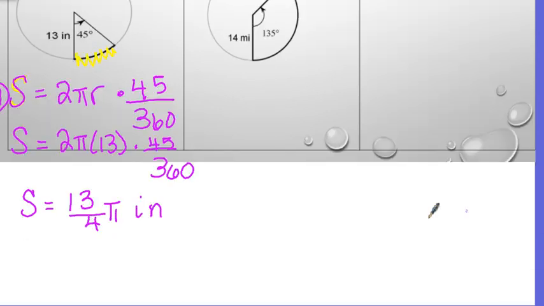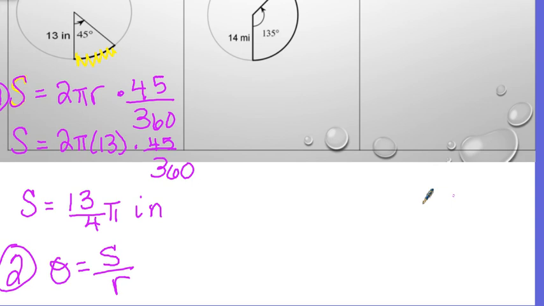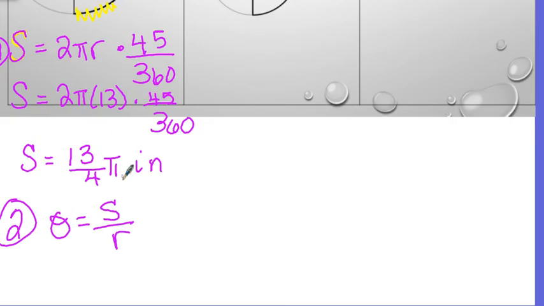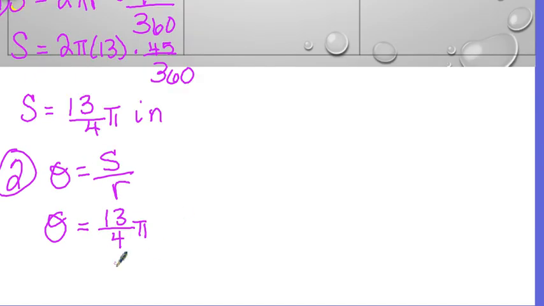Now it says give the central angle in radians. So the answer to the second part would be, well, from the last page, it showed you that the central angle is equal to the arc length over the radius. So to get that in radians, my arc length is 13 over 4 pi. Divide this by the radius, which is 13.